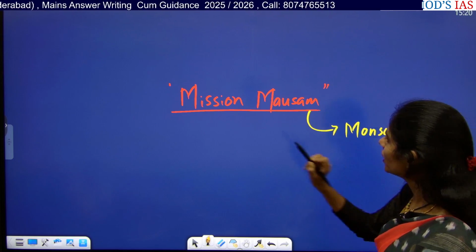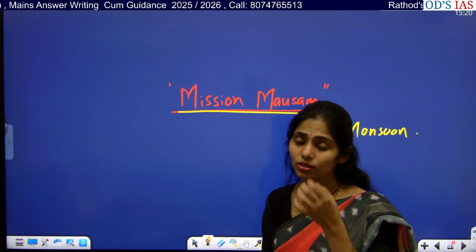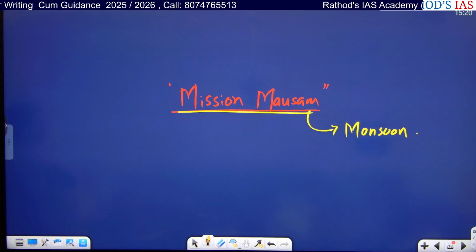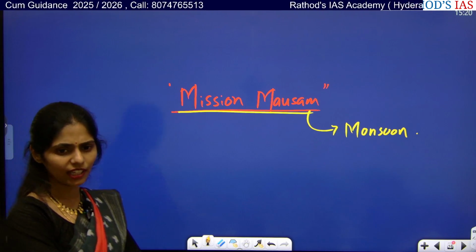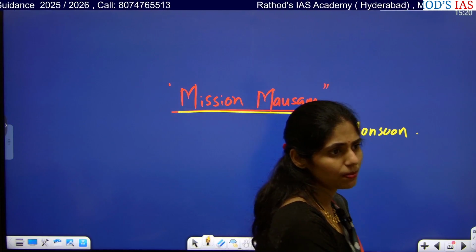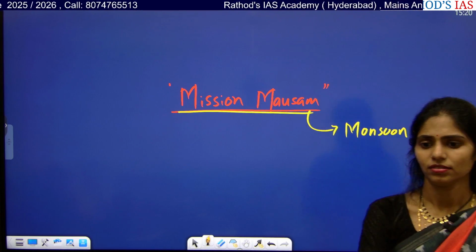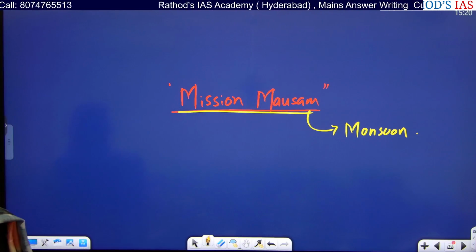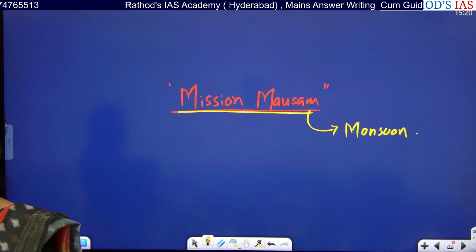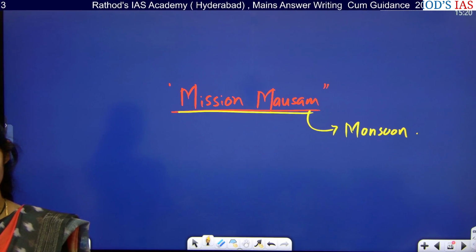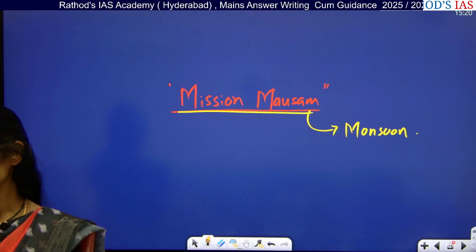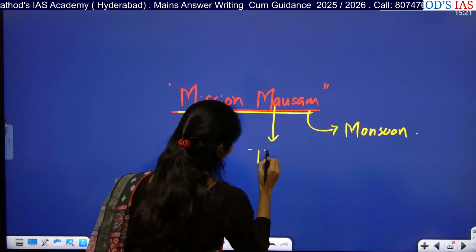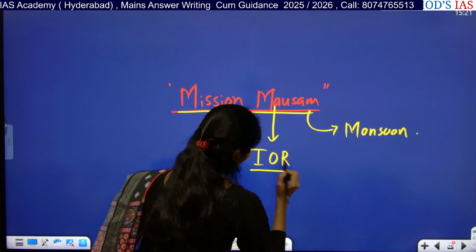Now tell me, what is Mission Mausam related to? At least guess, try to connect the dots. I gave you a hint already. Monsoon is seen in which area, which region? Whether it is in Pacific Ocean, Atlantic Ocean or Indian Ocean? Tell me, monsoon season is seen in which countries? Very good in geography. So actually it is related to Indian Ocean region, IOR.